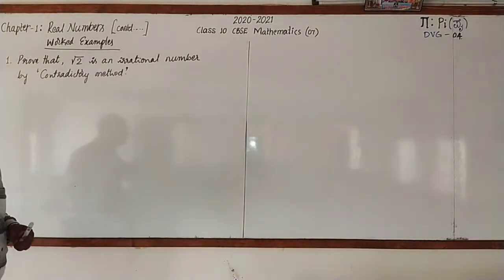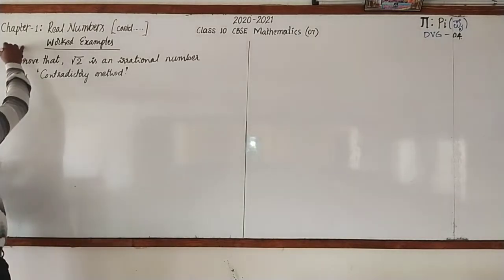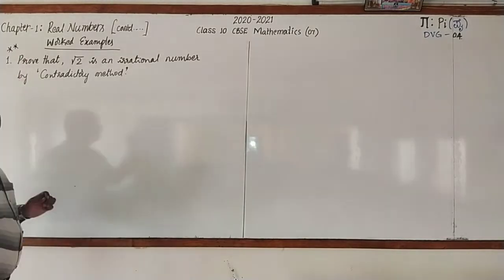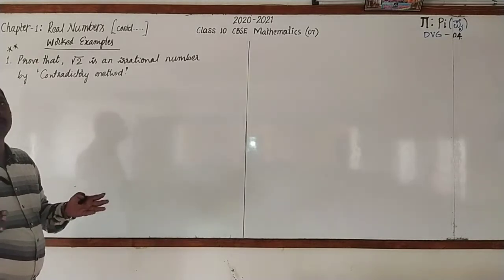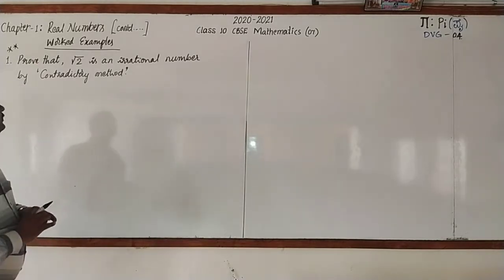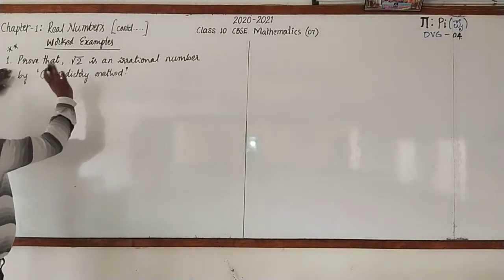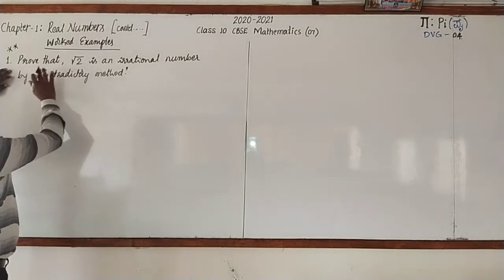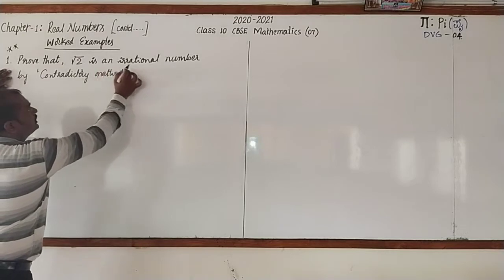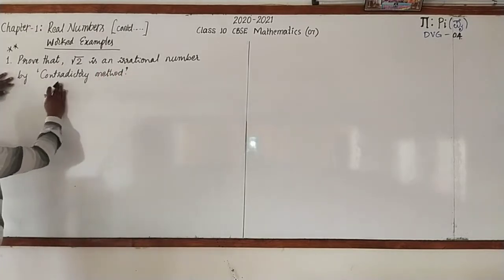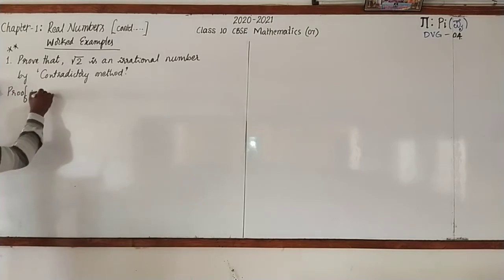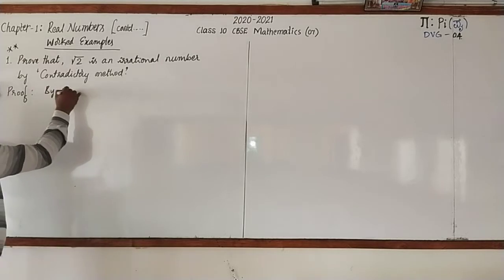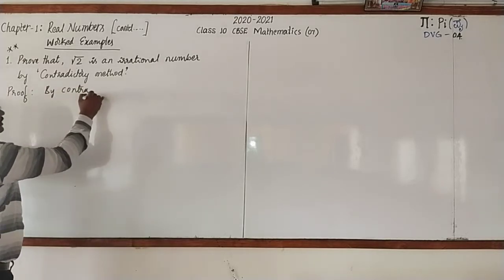This is one of the important types of problem. I am going to put a double star mark for this. You have to practice it without fail, because more chances are there to be given this in the examination. Here, don't copy that. Just keep observing. Prove that root 2 is an irrational number by contradictory method. Here I will go for proving it. Prove. By which method? By contradictory method.